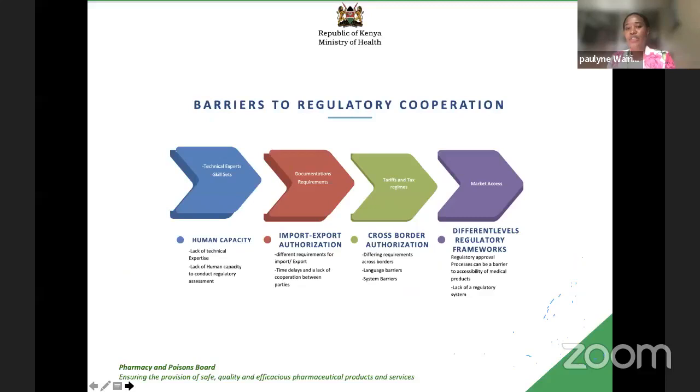The other challenge we see is documentation. If you think again of the 54 member states, if every country requires a set of documentation, this becomes extremely cumbersome for a manufacturer who's looking to provide a product in Kenya, or in the continent. There are different requirements for imports, for export, for registration, and for trading. And this in itself is challenging because it's cumbersome, it takes a lot of time, and it takes a lot of resources.